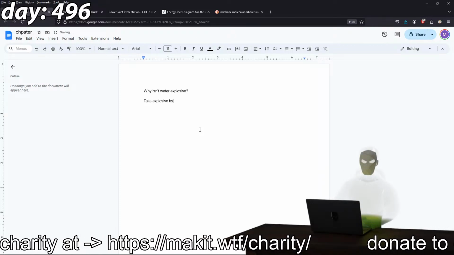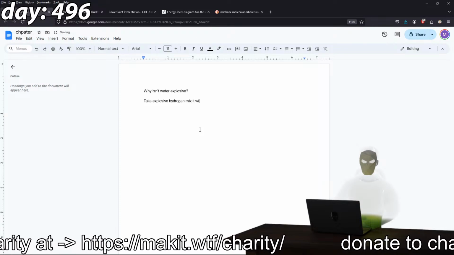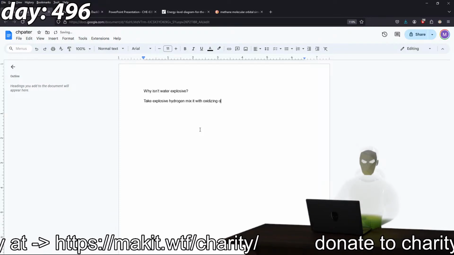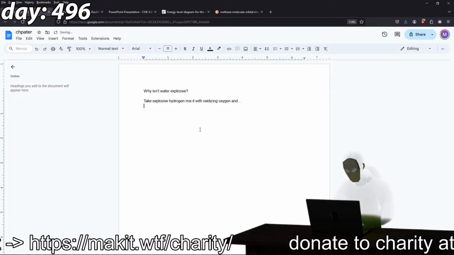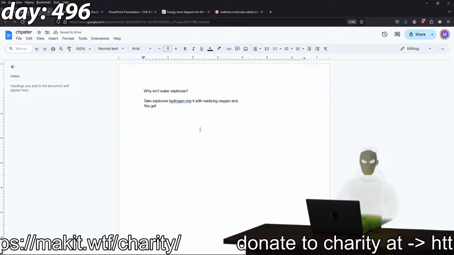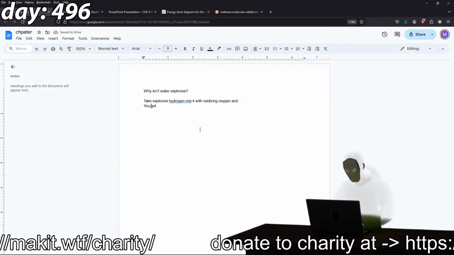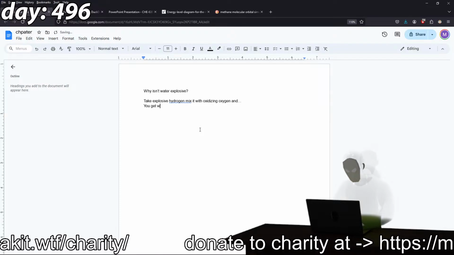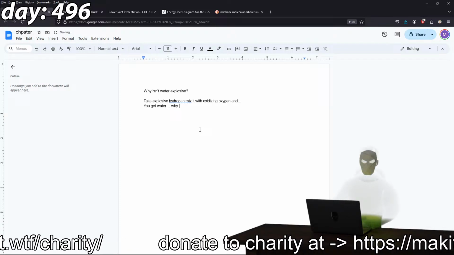Explosive hydrogen, mix it with oxidizing oxygen, and you get that's literally the shot. That's literally the text from the shot. Water. Why?